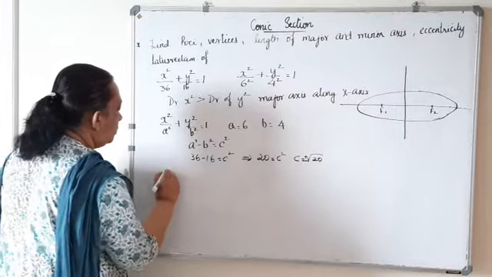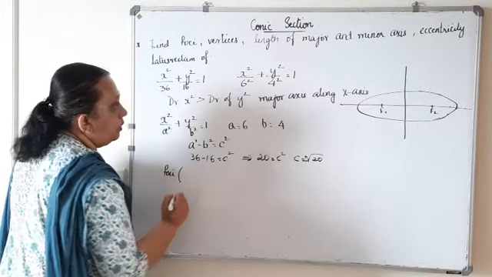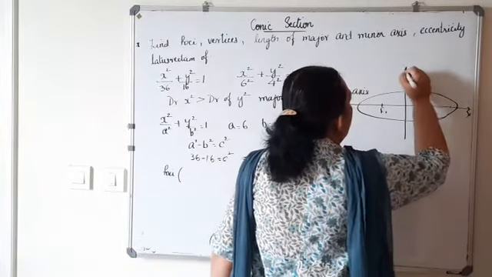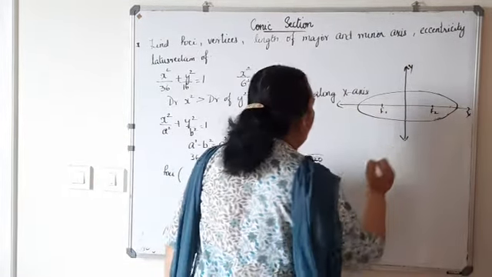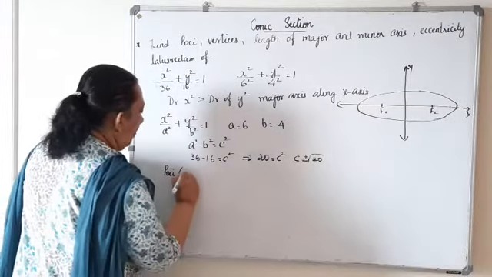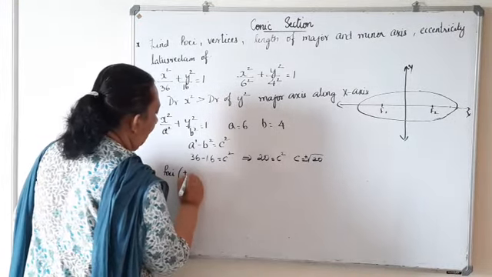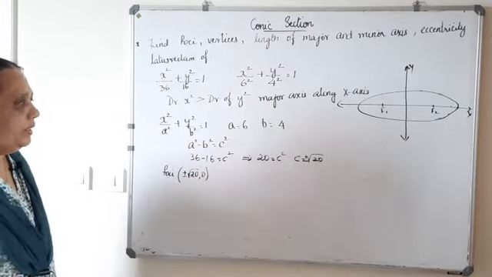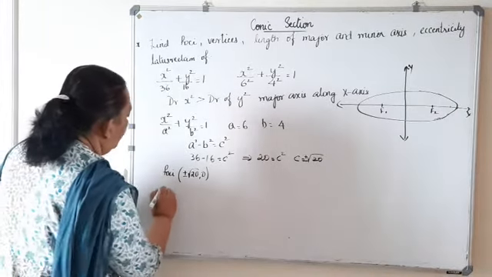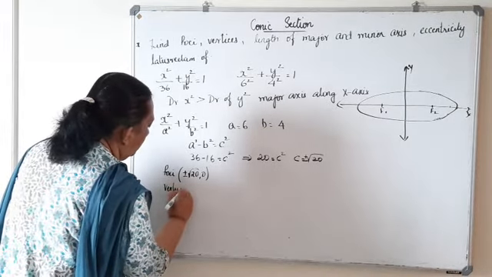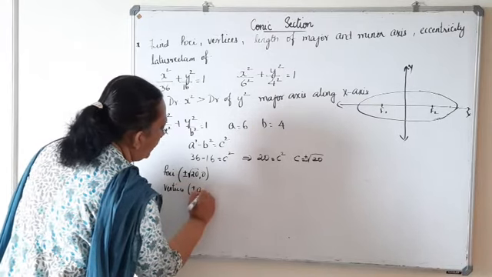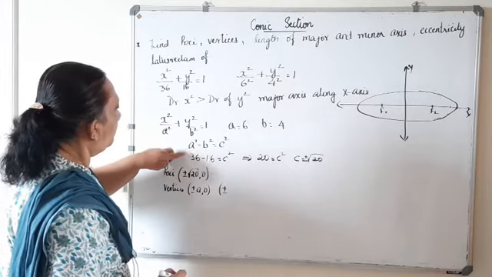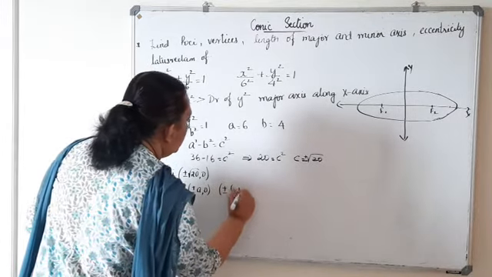So what are the foci? Foci lie on the x-axis, that is plus or minus root of 20 comma 0, because it lies on the x-axis. Vertices: plus or minus a comma 0, that is plus or minus a. What is a? 6 comma 0.